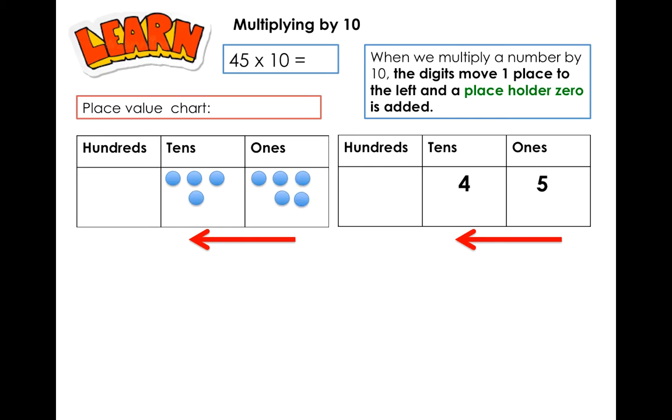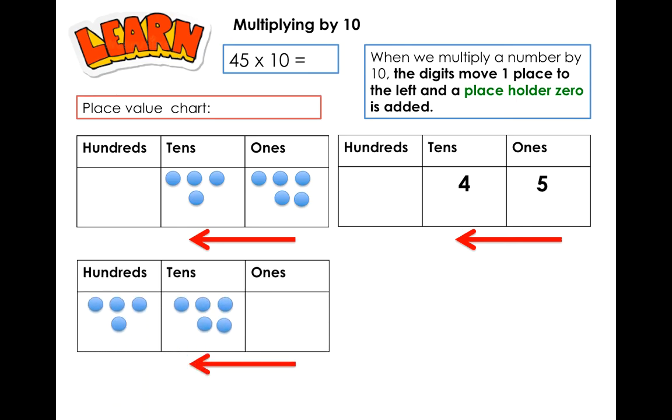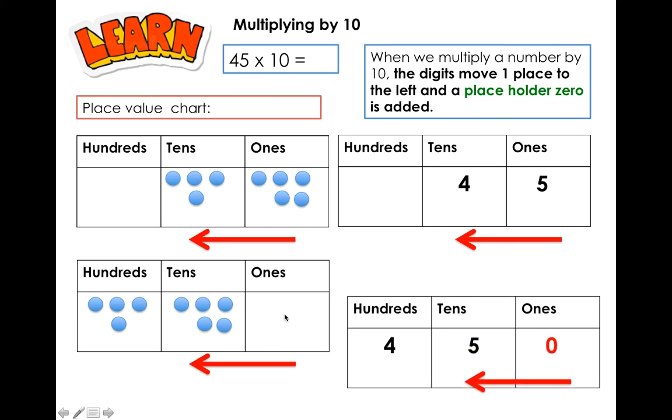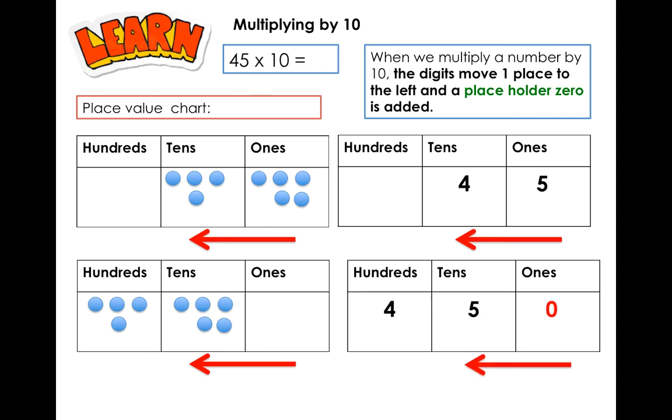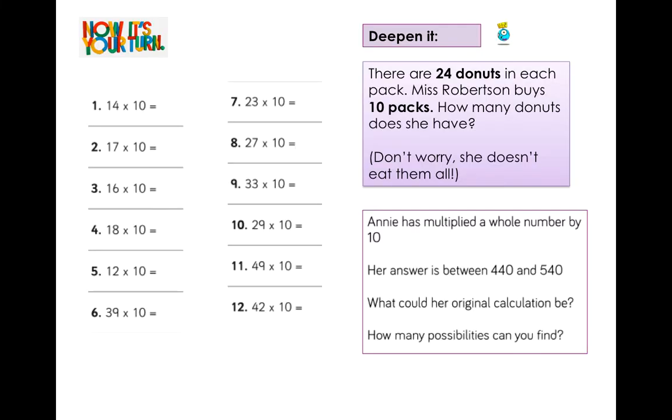Now, I want you to pause the video and explain how 45 times 10 works. What do we need to do? Brilliant. How did you get on? What you should have said was that your 4 tens moved to the hundreds column, your 5 ones moved to the tens column, and then we add a placeholder 0 onto the end to fill in the empty space. So the answer to 45 times 10 should equal 450. Fantastic, guys.